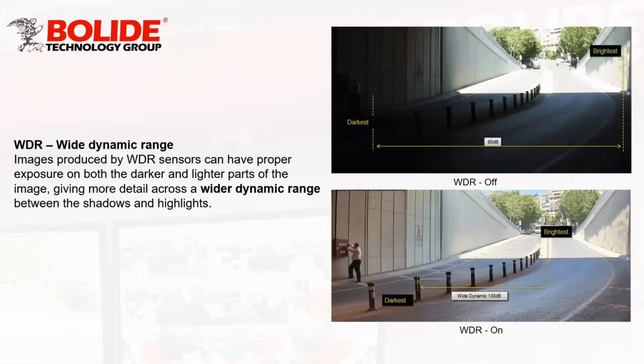The image produced by WDR sensors can have proper exposure on both the darker and lighter parts of the image, giving more detail across the wider dynamic range between the shadows and highlights. So what does that mean? A lot of banks use this function in highlight conditions. When you come up to the ATM and the background is a bunch of light, you can see in the picture here it's very dark. You can't see the image presented in front of you. Turning WDR on will allow you to see that image a lot clearer.